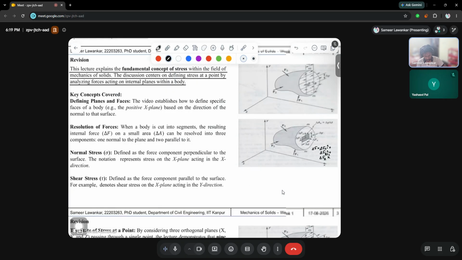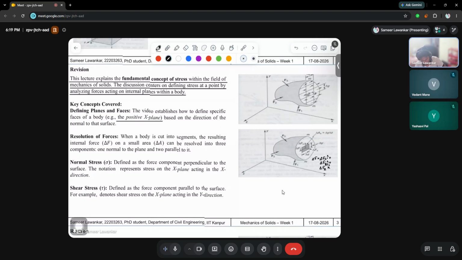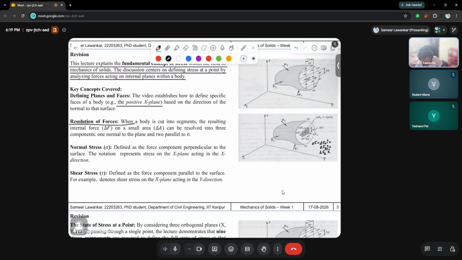First of all, we defined the planes and faces. We understood what the positive x plane is and what the negative x plane is. The second thing is the resolution of forces. When a body is cut into segments, the resulting internal force delta F on a small area delta A can be resolved into three different components. One is normal to the plane and the other two are parallel to the plane.